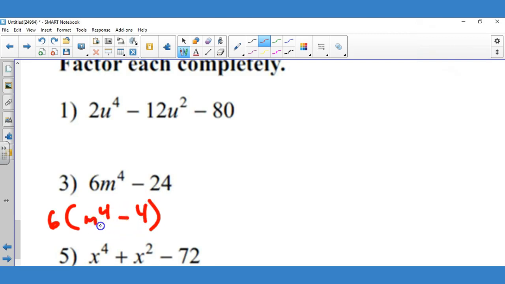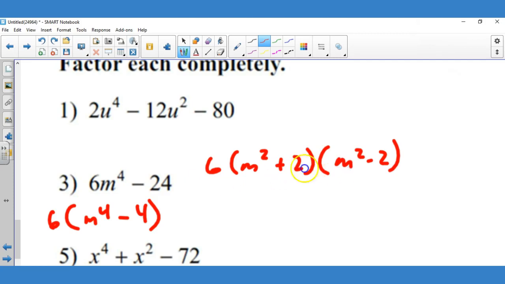So now we have the difference of two squares. Remember, even exponents are always perfect squares. So I'm going to apply the difference of two squares right here. So you have 6 times m squared plus 2 and m squared minus 2. That is factored completely.